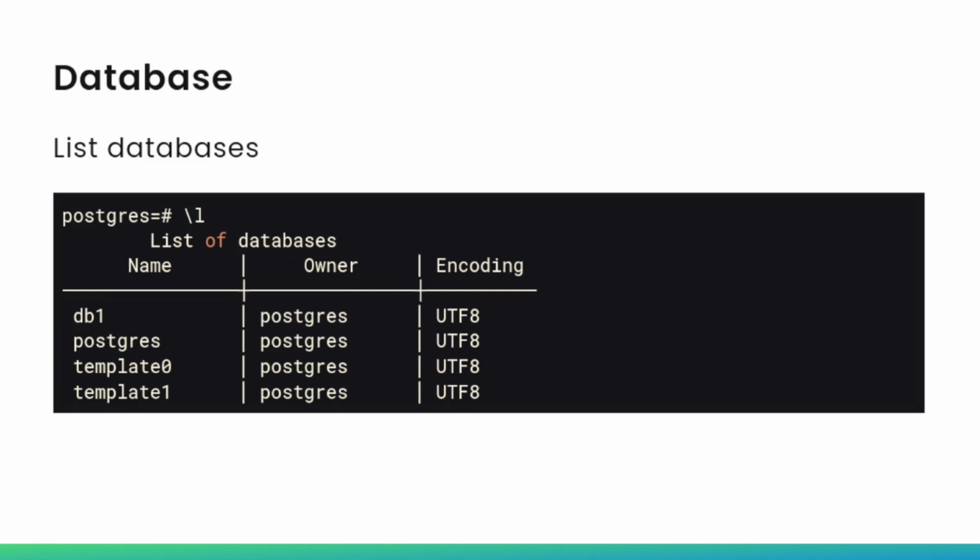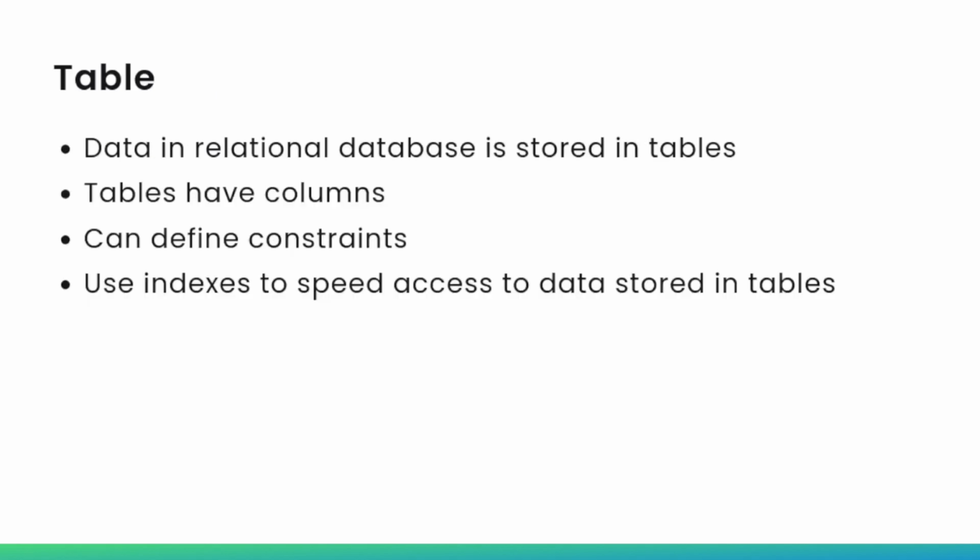And we can see that we have db1, which we just created. We have Postgres, which is the default database that comes with every installation. And we have a couple of templates, which I personally never used. So, in a relational database, data is stored in tables. Tables have columns. Tables can define constraints, and tables can have indexes to speed up access to their data.